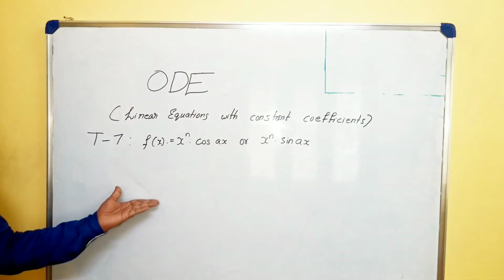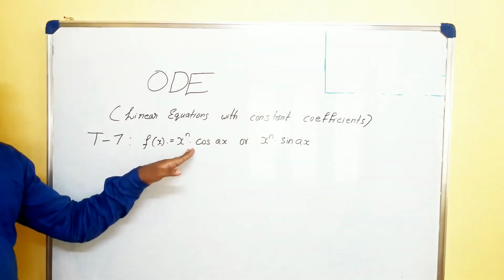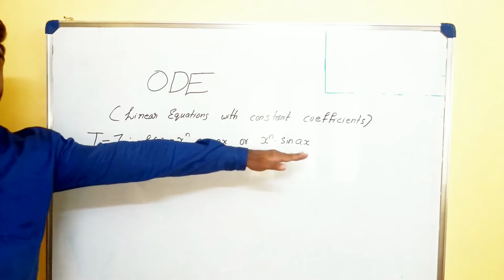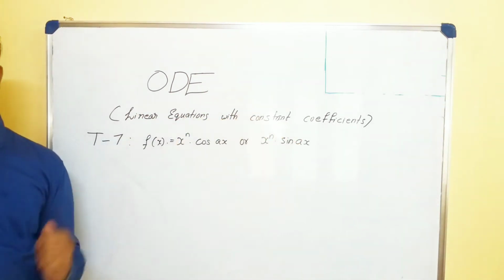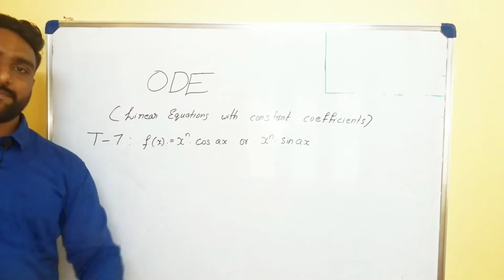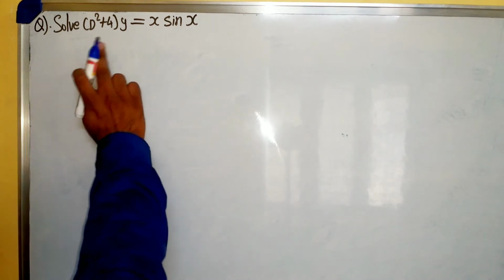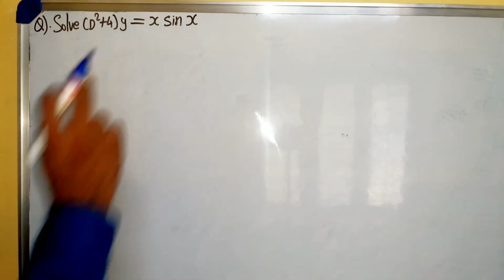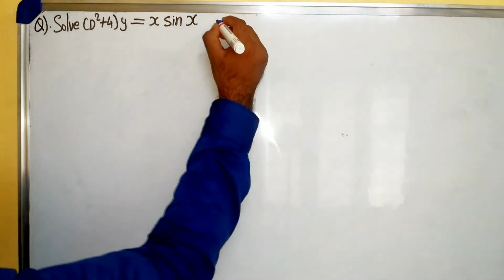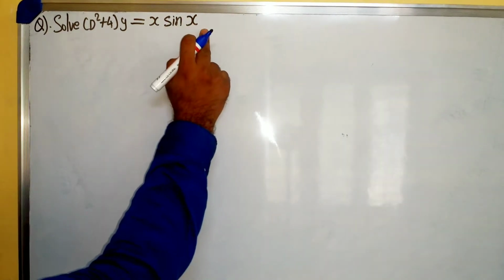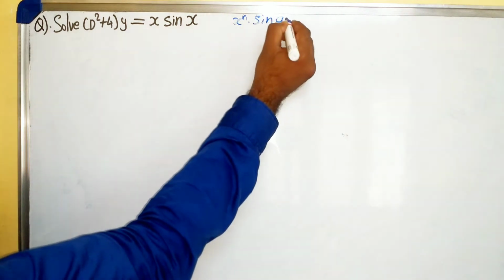In this class we are going to see topic number 7, that is f of x is equal to x to the power of n into cos ax or x to the power of n into sin ax, in linear equations with constant coefficients. So let's begin. In this problem we are asked to solve (d square plus 4) y equal to x into sin x. So this is in the format of x to the power of n into sin x.